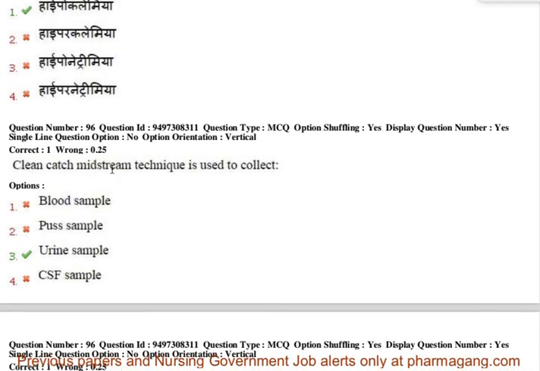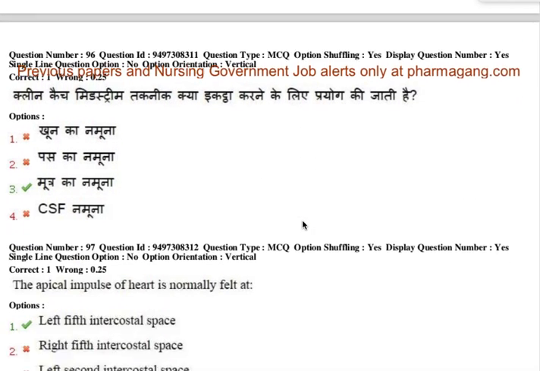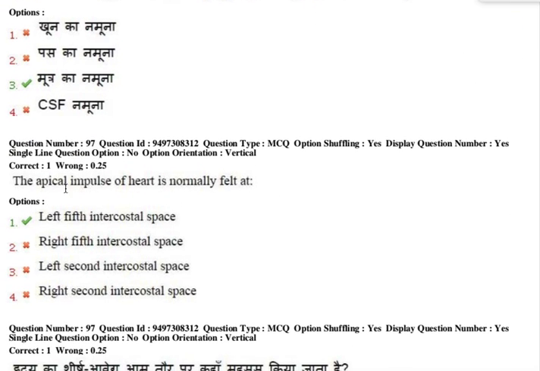Next question, clean catch midstream technique is used to collect? Right answer is third, urine sample. Clean catch midstream technique is used to collect a urine sample. Next question, the apical impulse of heart is normally felt at? Correct answer is first, left fifth intercostal space.